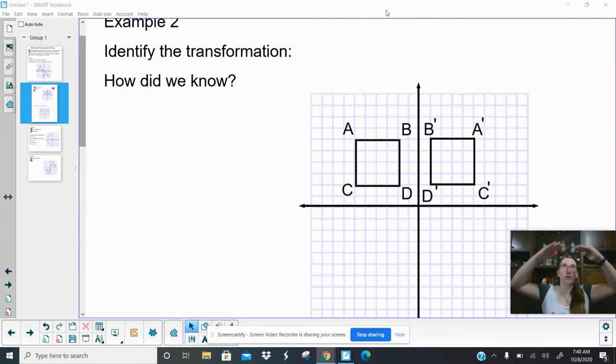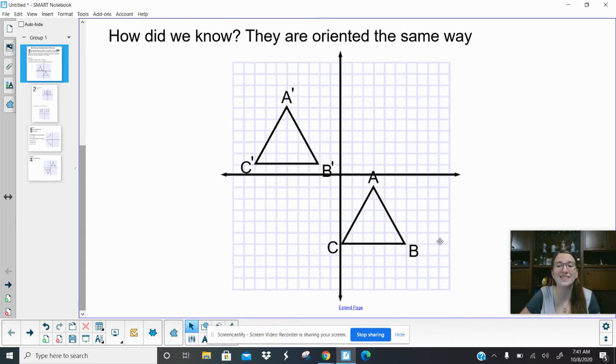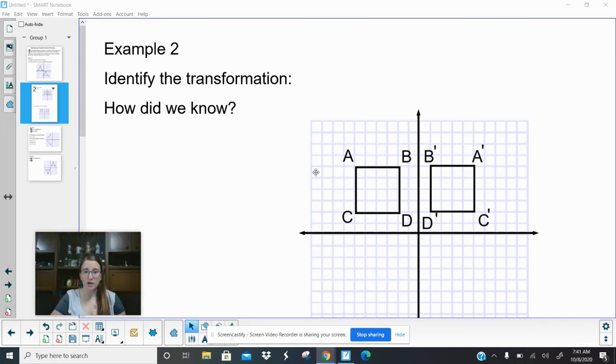So what we do first is we're going to go down the list. You start off by saying, is it a translation? Because that's easiest to identify. Again, with the translation, the points are in the same order. Top, right, left, top, right, left. Looking here, we'll try and check this out first. Looking from A, B, from the regular letters to the prime letters, do the points go in the same order? No, they don't. This cannot be a translation because this is A, B, D, C.